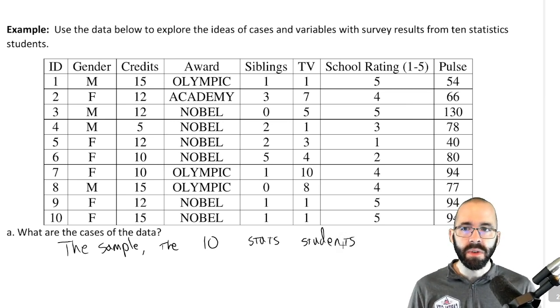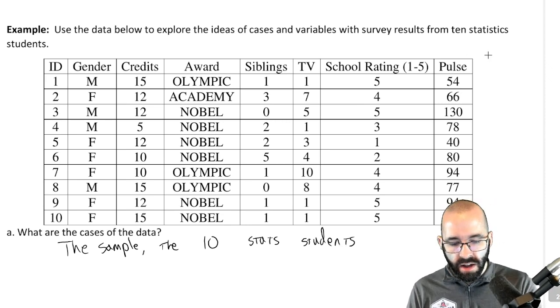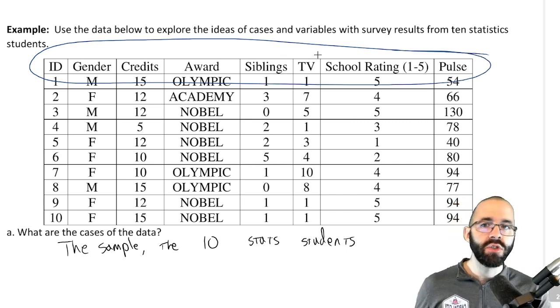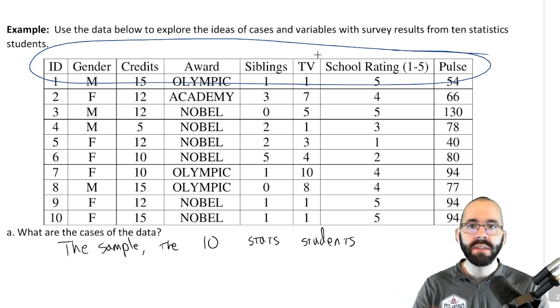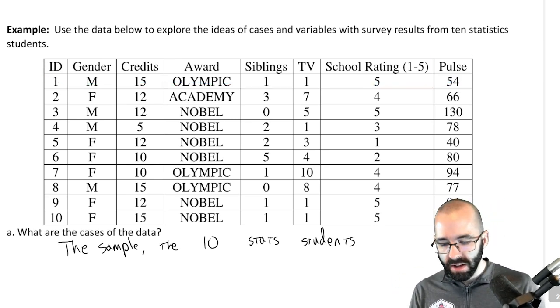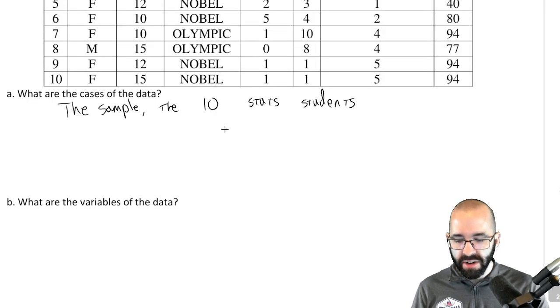And then the variables are all the things that are getting measured. These are all of our variables: ID, gender, credit, award, siblings, TV, school rating, etc. These are the variables. Okay, so part B asks you what the variables are. Let's write them all down.